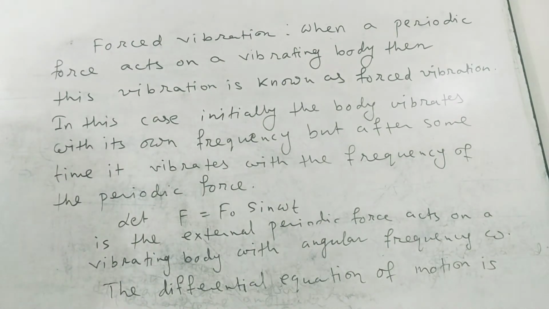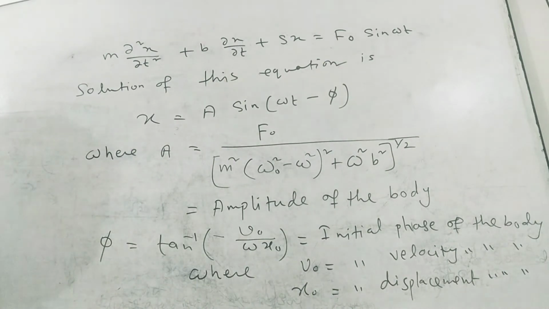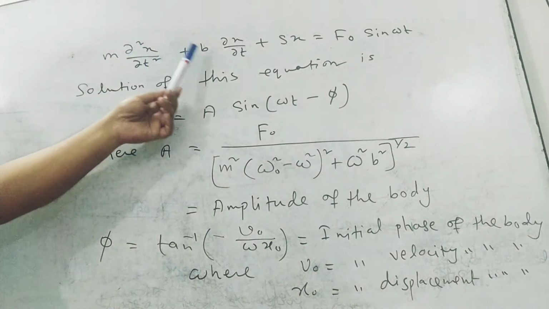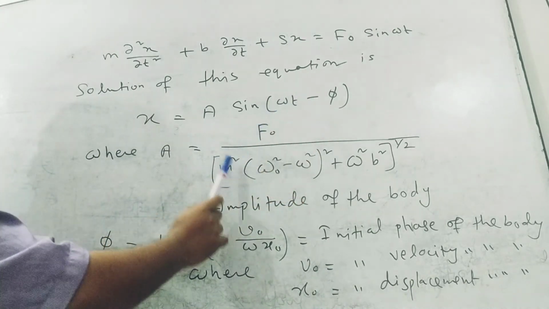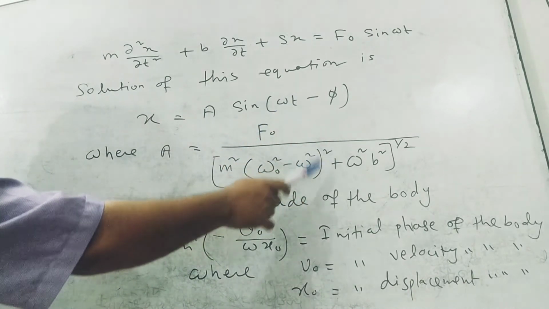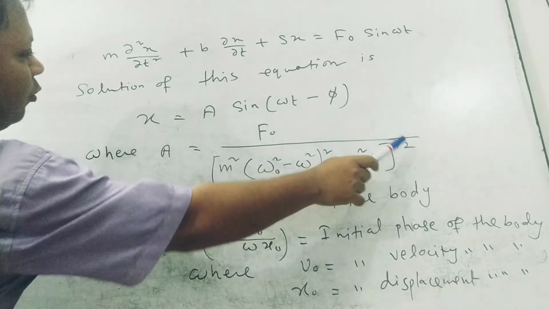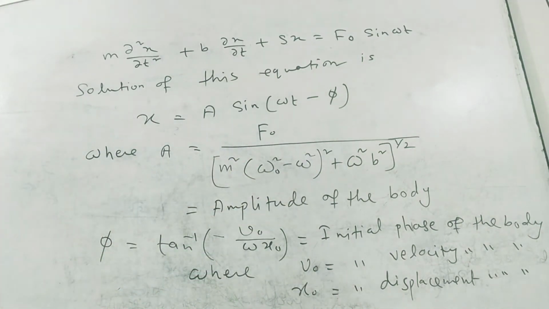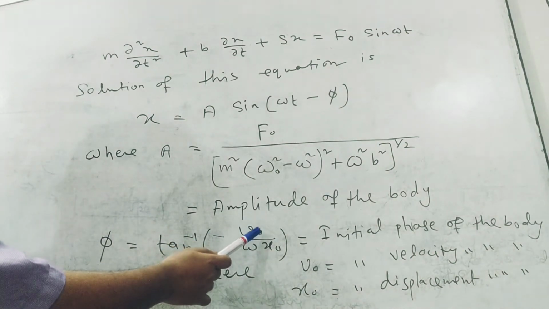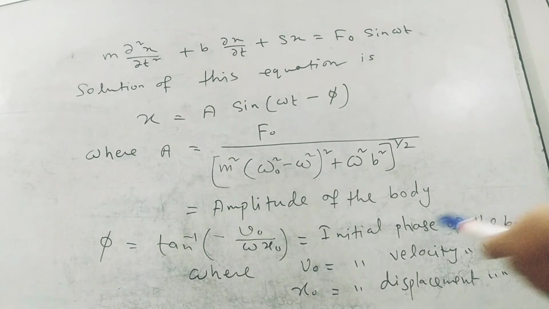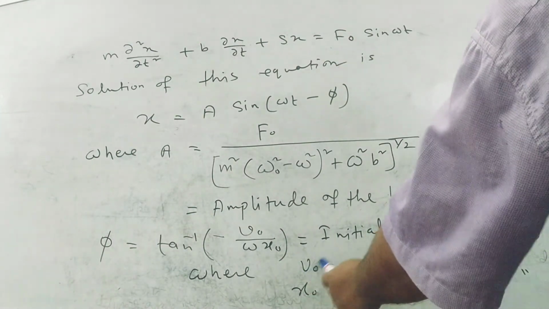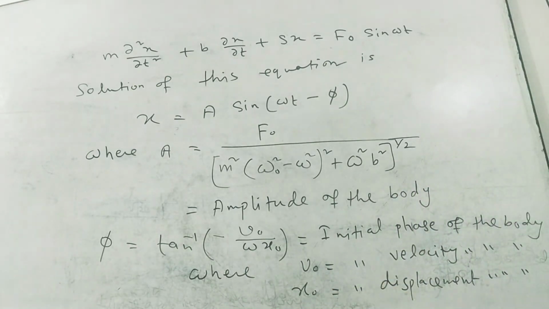Then the differential equation of the motion is m d²x/dt² plus b dx/dt plus sx is equal to F0 sine omega t. Solution of this equation is x equal to capital A sine omega t minus phi, where capital A is equal to F0 whole divided by [m square (omega 0 square minus omega square) whole square plus omega square b square] whole to the power half. This is the amplitude of the body, and phi is equal to tan inverse of minus v0 by omega x0 is the initial phase of the body, where v0 is the initial velocity of the body and x0 is the initial displacement of the body.